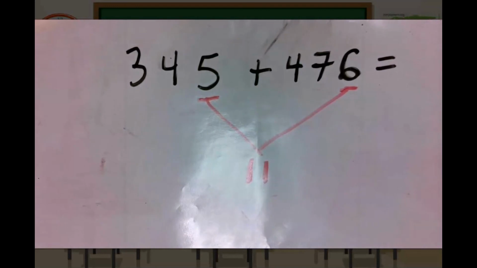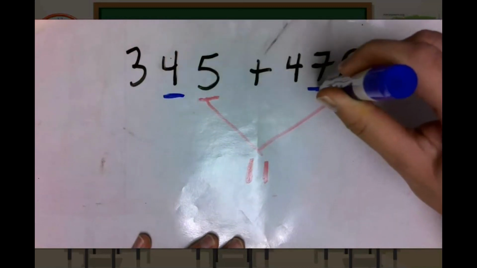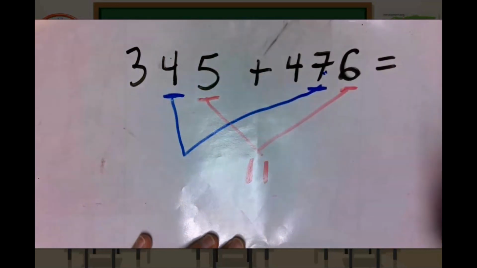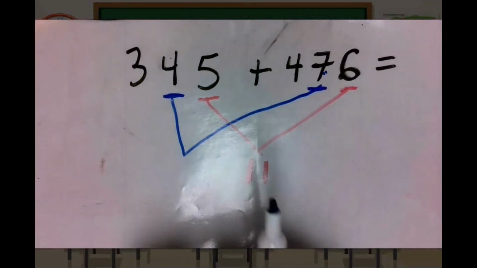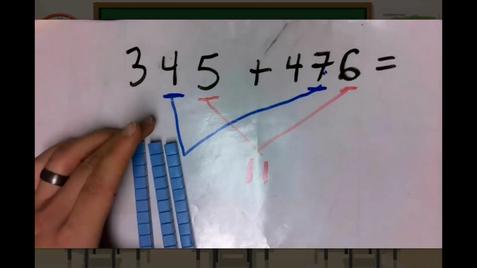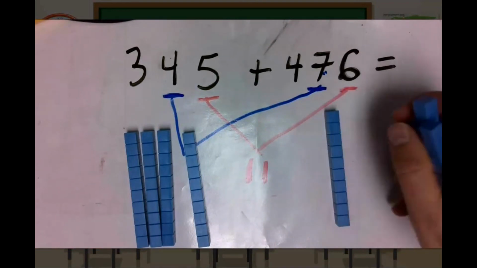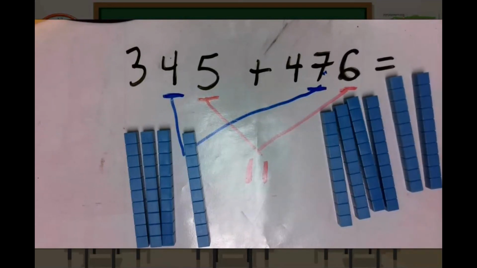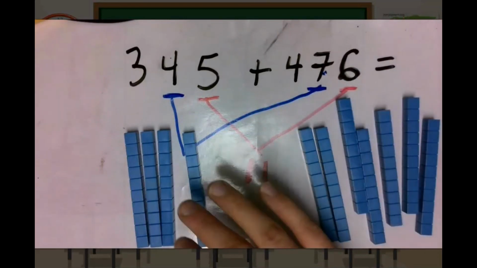Let's look at our 10s place value. We have 7 10s and 4 10s. So let's add that up. 7 10s plus 4 10s is what? Well, what is 4 10s? 4 10s is 10, 20, 30, 40. And 7 10s is really 10, 20, 30, 40, 50, 60, 70. So what is 7 10s and 4 10s?